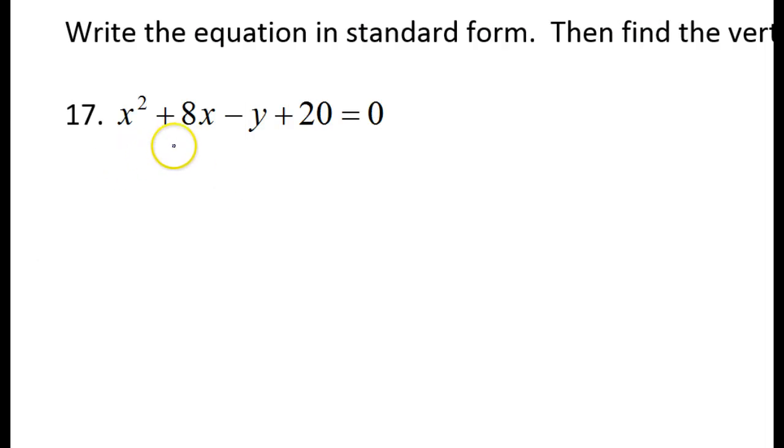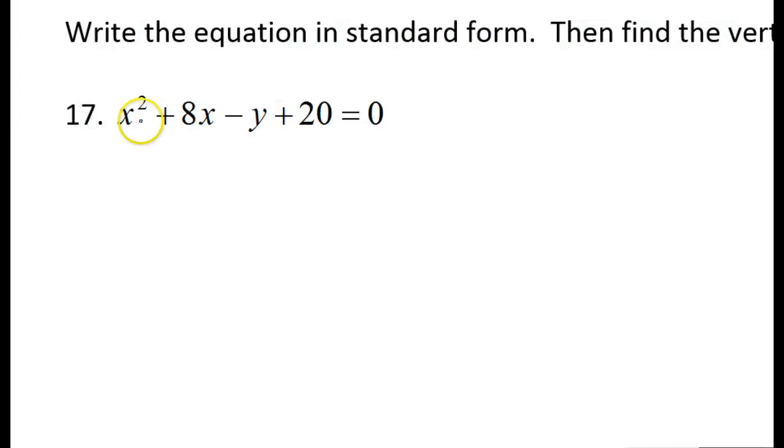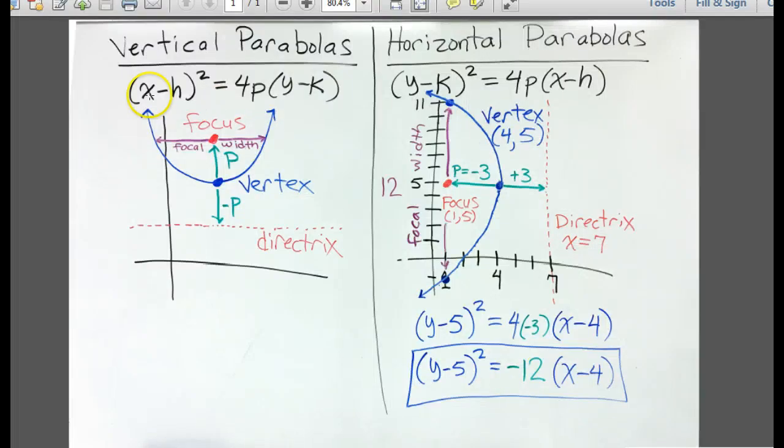For number 17, we are given the general form equation, and we need to convert it to standard form. You know, that's with all the parentheses and everything like this. Pay attention to which variable is squared. That makes a big difference. X is squared this time. So that means we're shooting for this type of equation with the x part being squared.